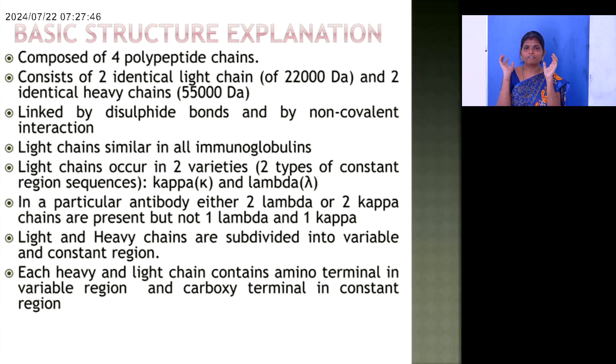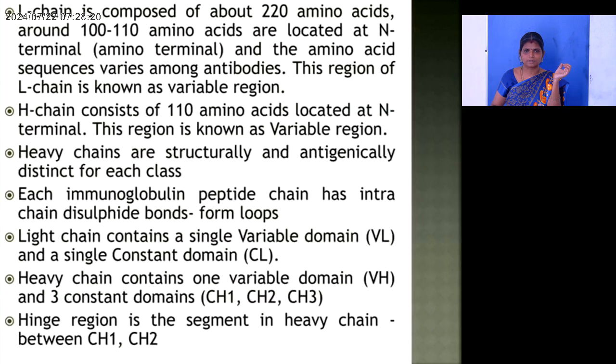In each immunoglobulin, the heavy chains are identical and the light chains are identical. If it is a mu chain, both chains are mu chains. If it is epsilon, both chains are epsilon chains. The light chains are also the same: 2 kappa chains or 2 lambda chains, not 1 kappa chain and 1 lambda chain. In the heavy chain, it has 2 mu chains or 2 epsilon chains. So based on the heavy chain, it is classified into 5 different types.